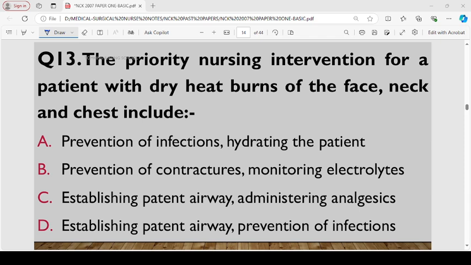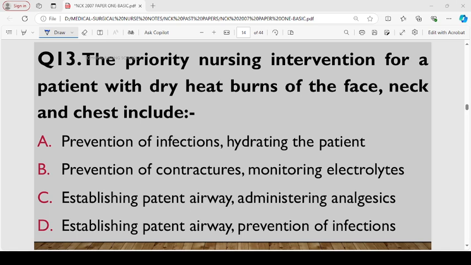So if you look at option A, while infection prevention is important, airway management normally takes precedence in burns involving the face, the neck, and chest. And that makes that option wrong, right? Option B, preventing contractures and monitoring electrolytes. These are usually secondary interventions, so airway management should be the primary concern.